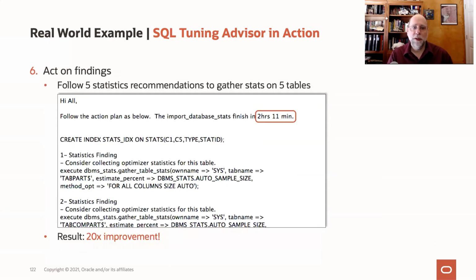So what do we do based on all of that? Well, the first thing I always do is follow any of the stats gathering recommendations, because it's always good to have good stats in your database. And what we found in this case is that when we gathered stats on those 5 tables, it improved our performance by a factor of 20. And we didn't need the profile. We didn't need that index.